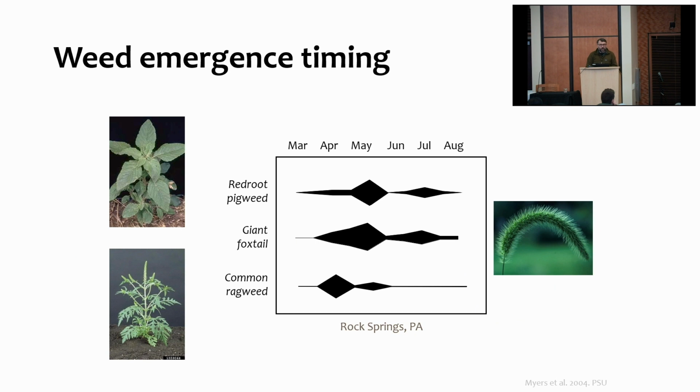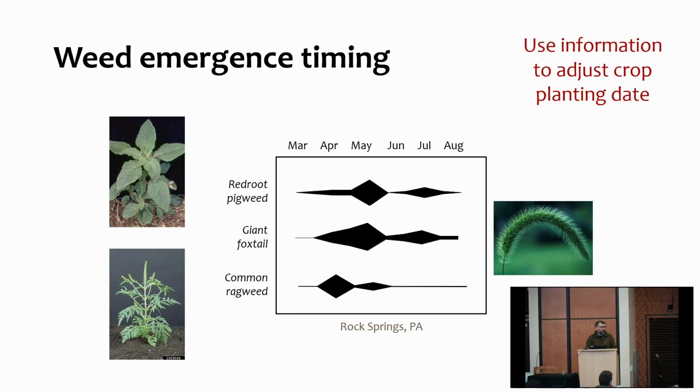Another thing I want to talk about is weed emergence timing, right? When you think about weed ecology, understanding how the different weed species behave. So here are 3 common species: red root pigweed, giant foxtail, common ragweed. These species are quite common in the east, in Pennsylvania and New York.